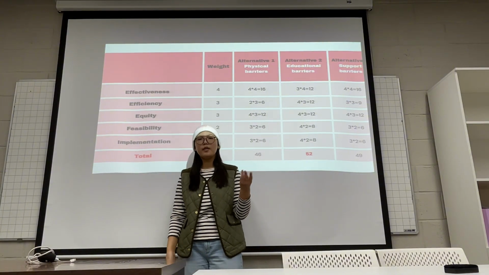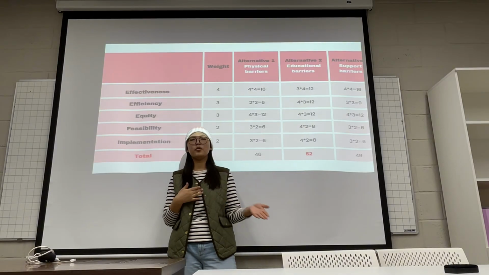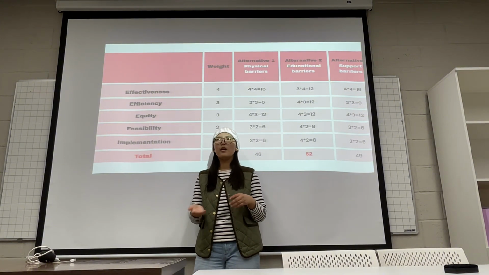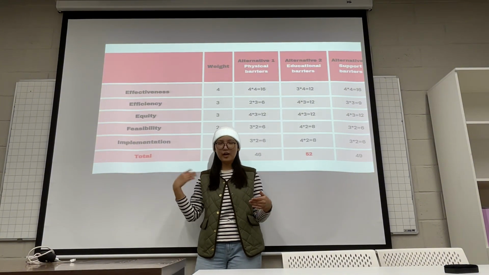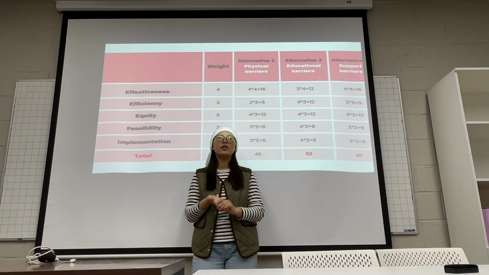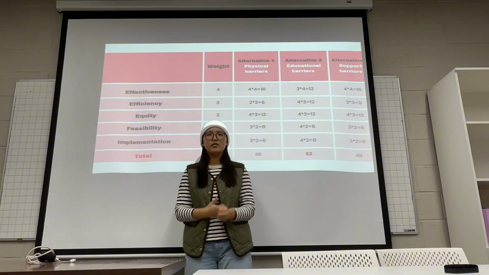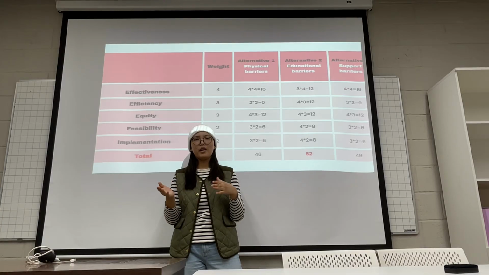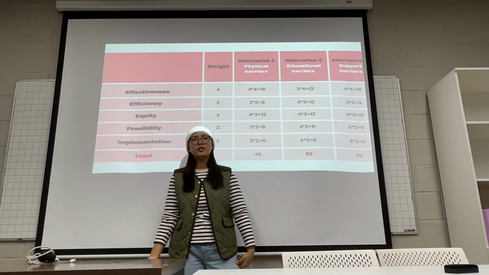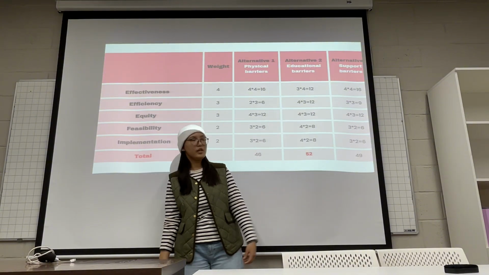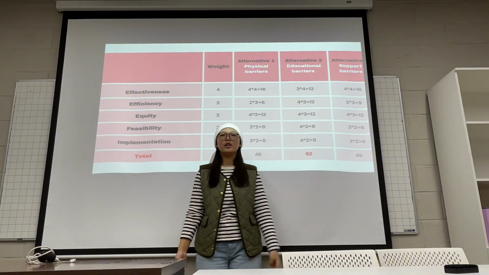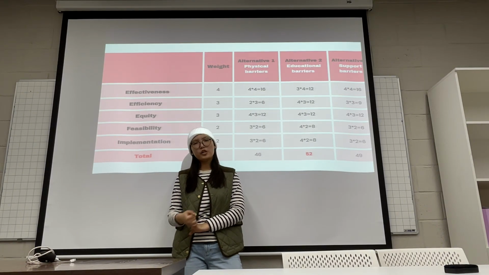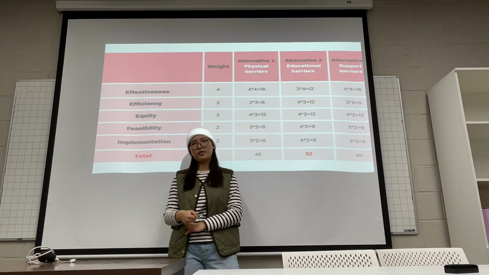The next one, the feasibility, received 3 points. Implementing support programs is possible, but the schools may face challenges such as lack of specialists or funding. The next one, the implementation, also received 3 points because organizing support services takes time, training, and coordination. As a result, the total for alternative 3 is 49, which shows that support systems are a strong and important solution for improving inclusive education.